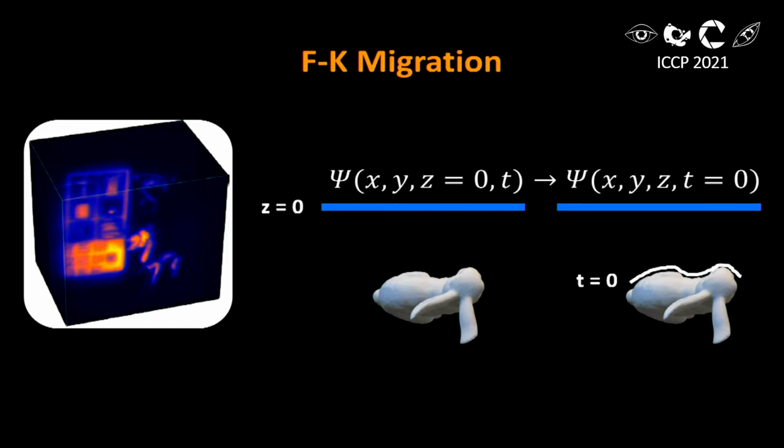FK explains the NLOS imaging problem from the perspective of wave optics. It transforms the inverse problem into a wave migration problem.